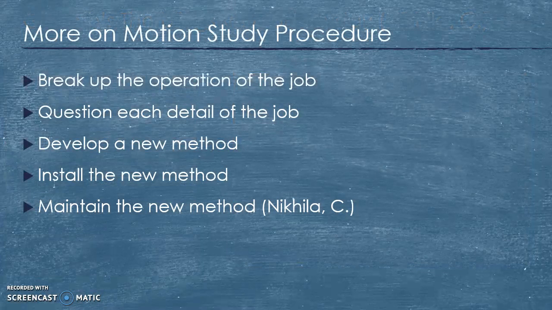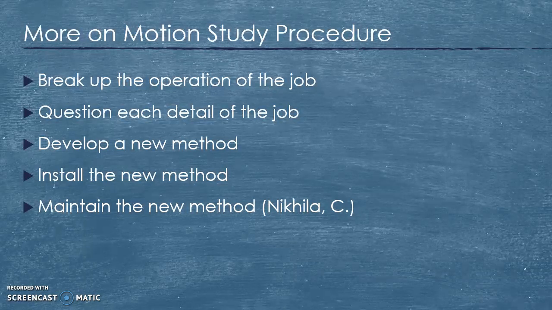Conducting a motion study can be broken down into 5 steps. First, break up the operation of the job. Make a detailed list of all the steps and all the materials and equipment used. Second, question each detail of the job. At each step, determine its purpose, whether or not the step is necessary, whether this is the best place to do the step, are the steps being performed in the best sequence, is the step appropriate for this worker, or should it be done by another?